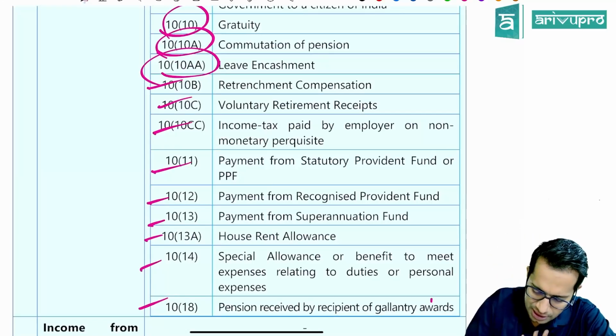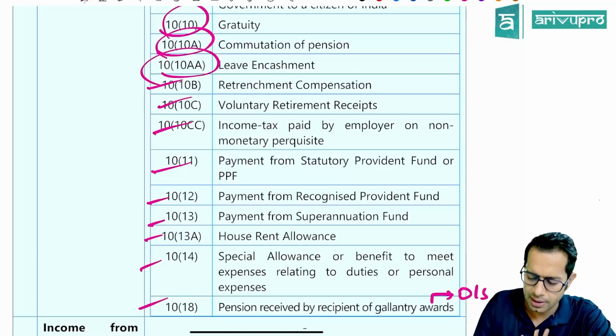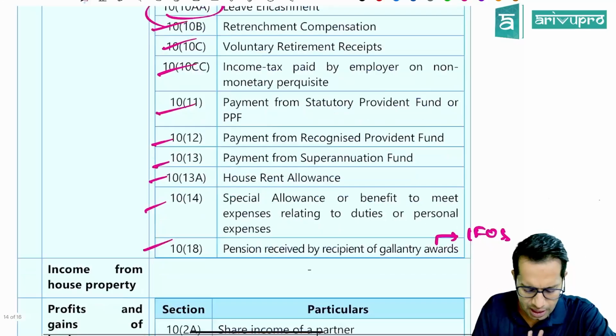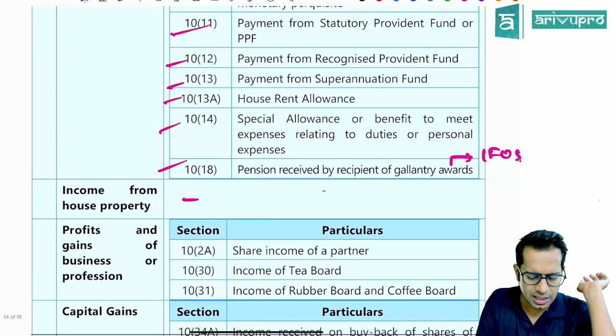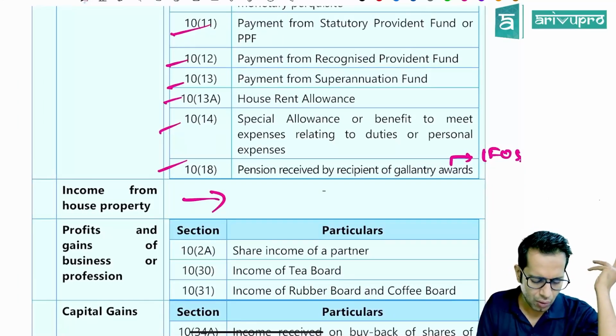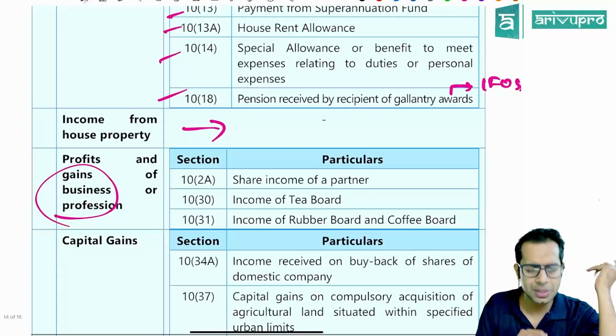This we have discussed under the income from other sources chapter. They have included it in the salary. Okay, so these are the different points. Sir, under house property, no change is there. What about capital gain, sir? What about business and profession, sir?